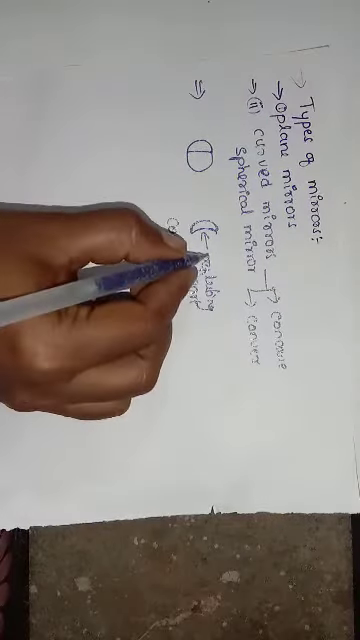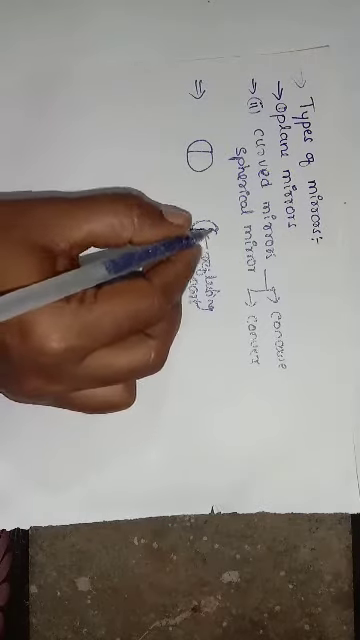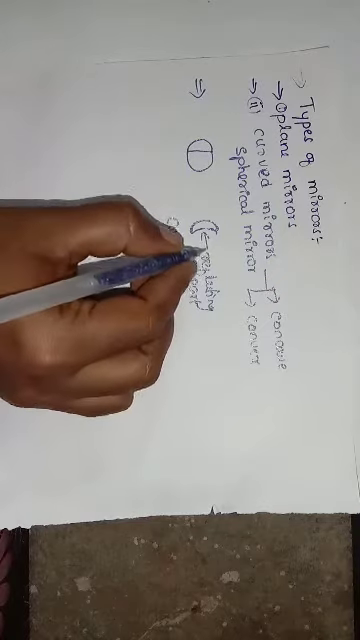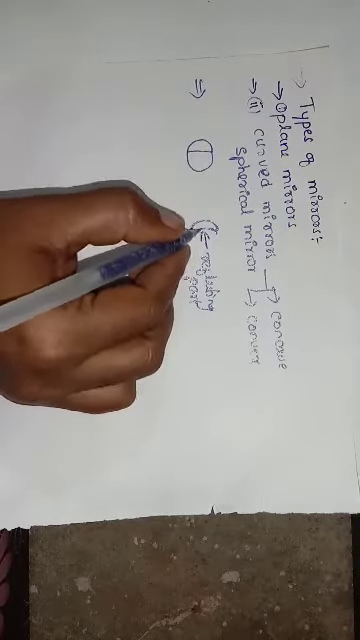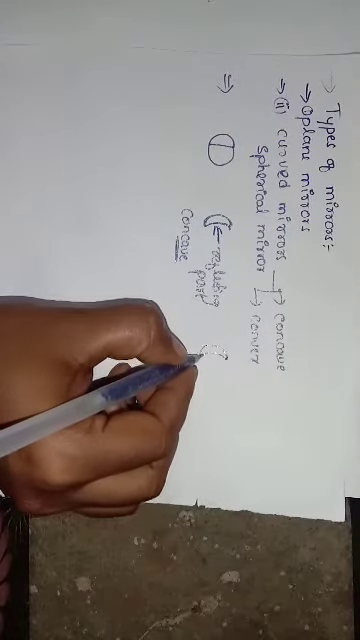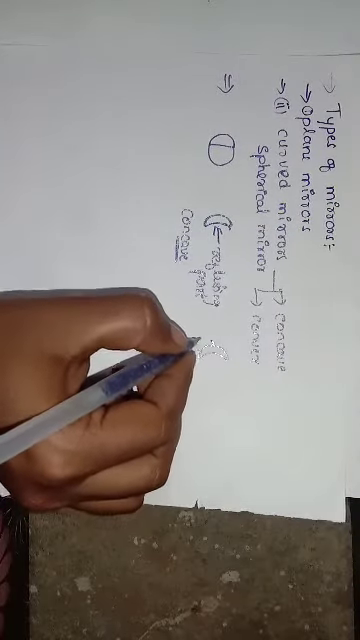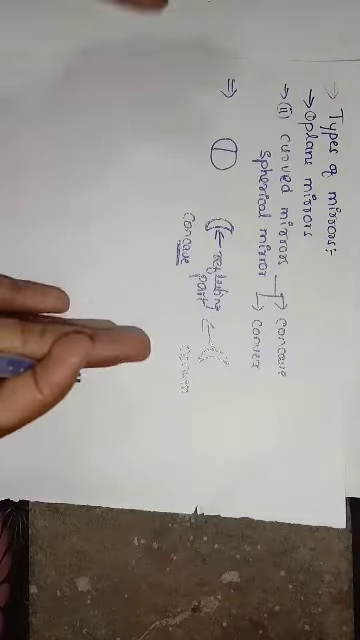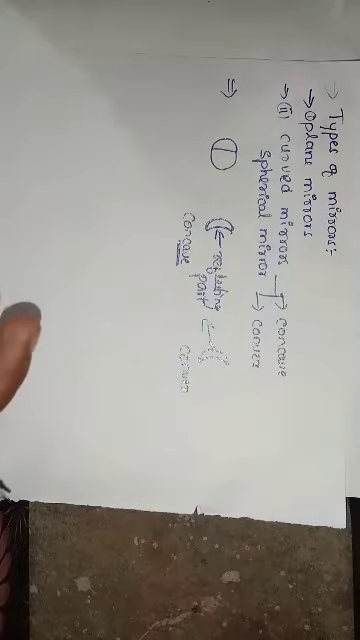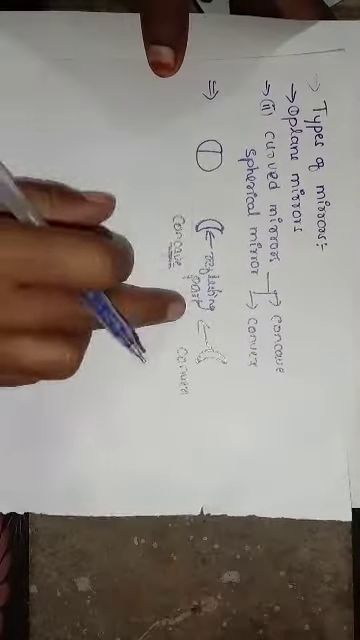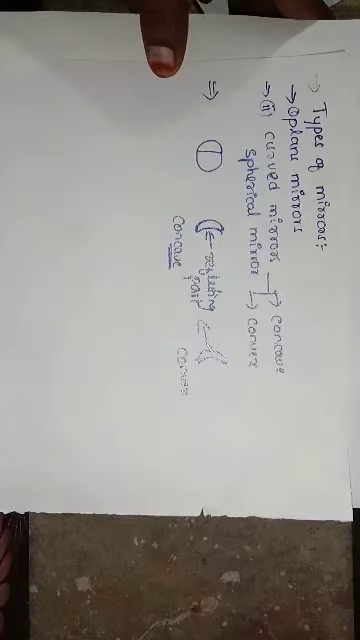If you enter like this, this is the reflecting surface, this is like a cave. Just for remembering purposes, I'm telling you: if the reflecting part is like a cave, then it is a concave mirror, and if the reflecting part is outwards, then it is a convex mirror. These two are parts of a sphere, that's why they are called spherical mirrors.